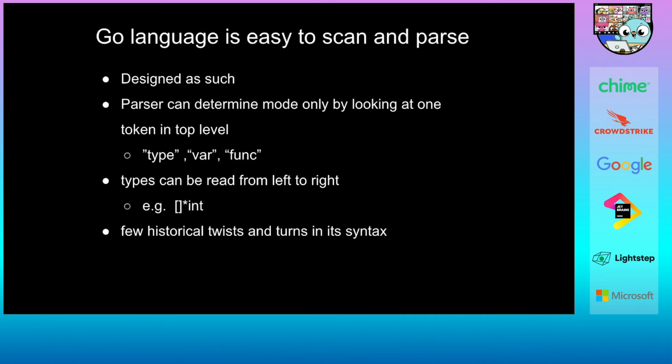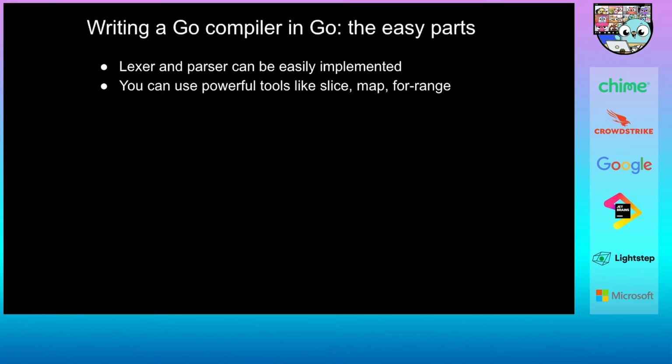Because Go language is very easy to scan and parse, it's designed as such. Parsers can determine the mode only by looking at one token at top level. For example, when a line begins with type, then we can say it's a type declaration. When a line begins with var, then we can say it's a variable declaration. And types can be read from left to right in a straightforward way, unlike C language. And Go has few historical twists and turns in its syntax. So these are the easy parts in a Go compiler. Lexer and parser can be easily implemented. And you can use powerful tools like slice, map, and for range.